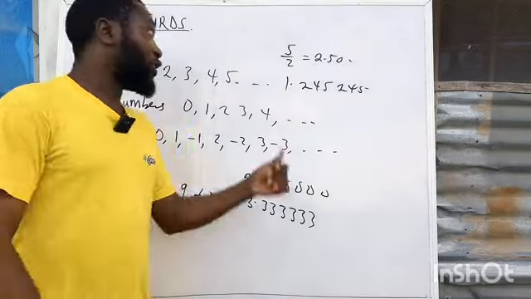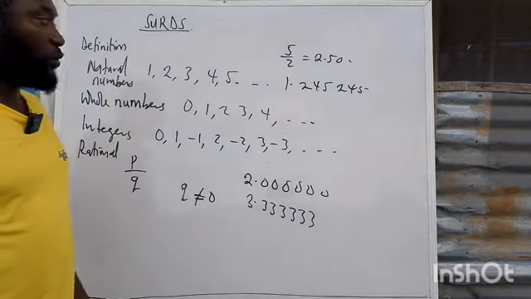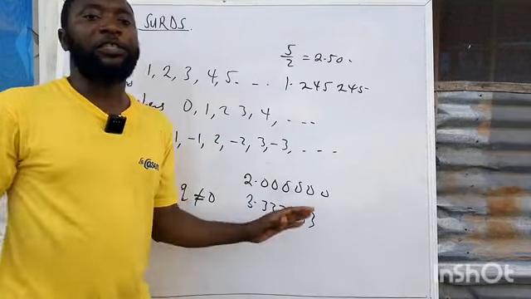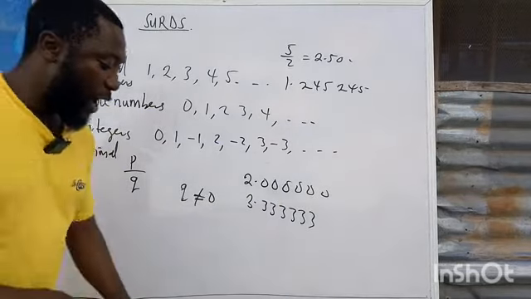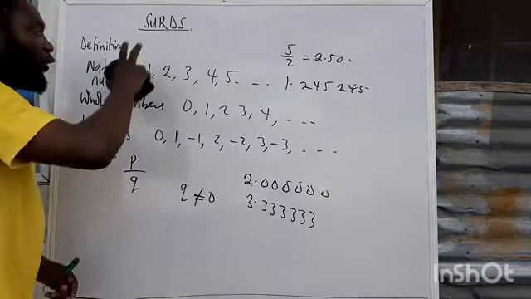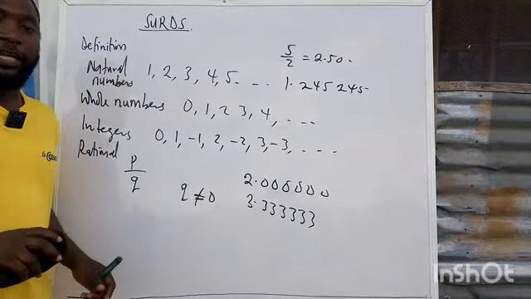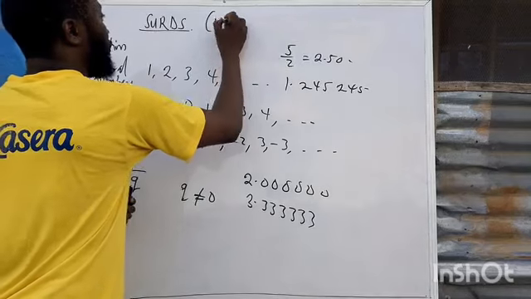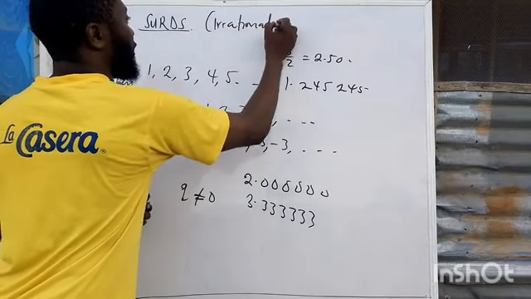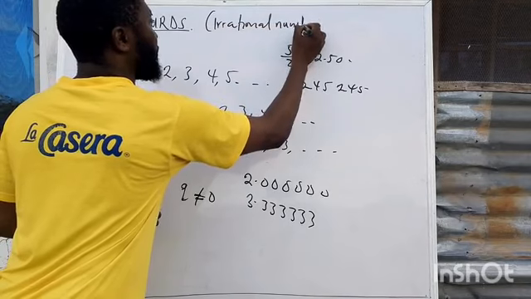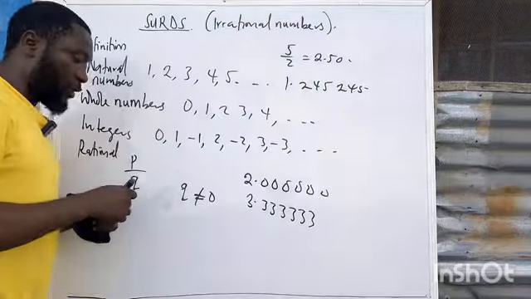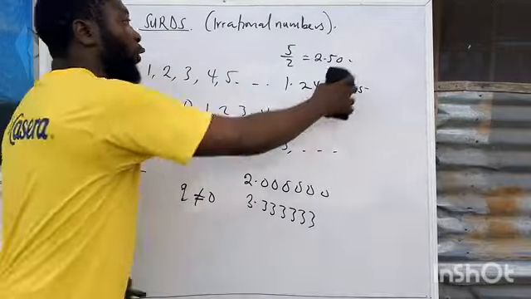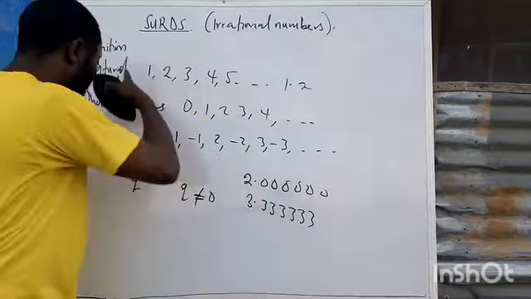But irrational numbers, which is the topic we want to deal with, have decimal parts that are not repeating. They are not like all these numbers we've mentioned earlier. They are totally different, and that is what we call irrational numbers. So I can say surds are irrational numbers, and one thing about them is that their decimals are not recurring.